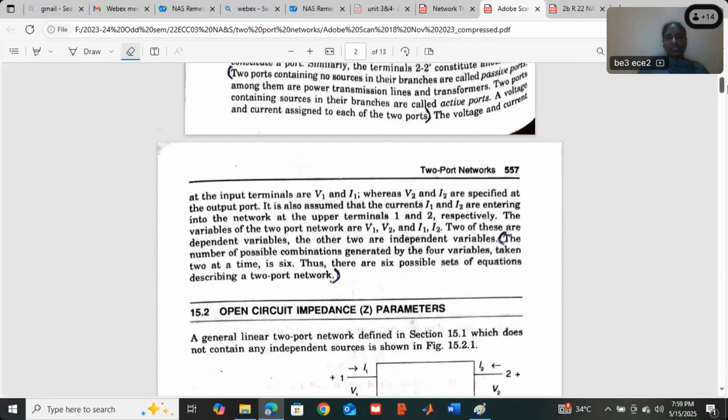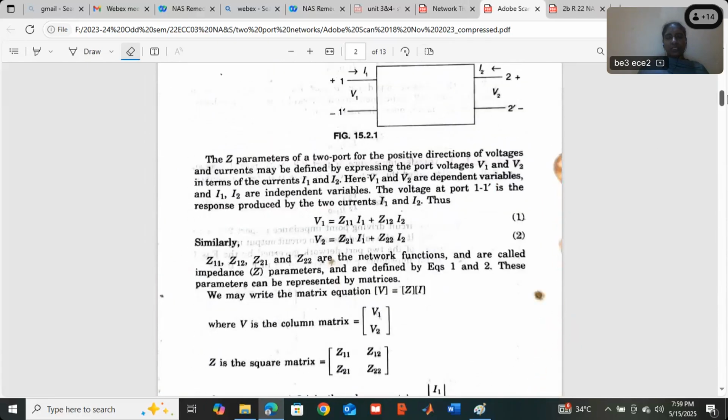If equations are there, you see here, for the Z parameter I will take another 5 minutes, and after that I will close. Now, these are the equations we got for the Z parameter.